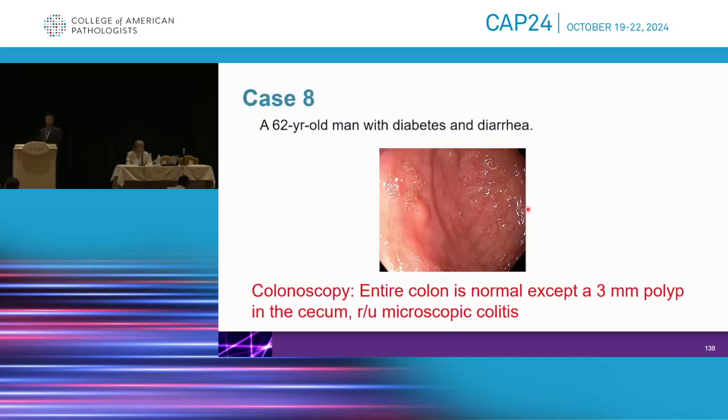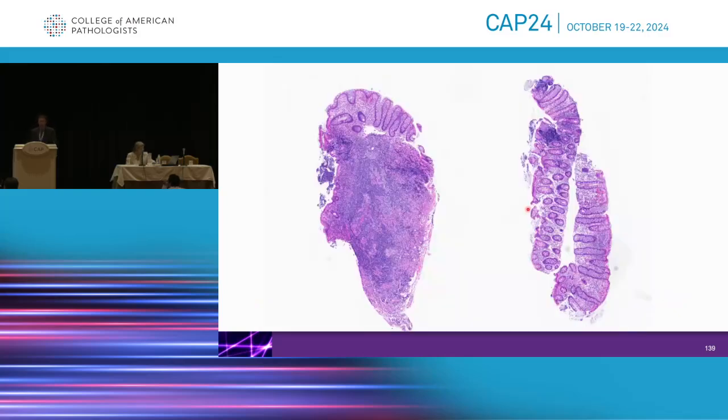Okay, since we're talking about histiocytic infiltration that is localized, this is another case I want to show you. This patient is a 60-year-old man with diabetes and diarrhea. The colonoscopy was totally normal, except for one small, 3-millimeter polyp in the cecum. And since the patient had diarrhea, they asked us to rule out microscopic colitis. And then this is the biopsy.